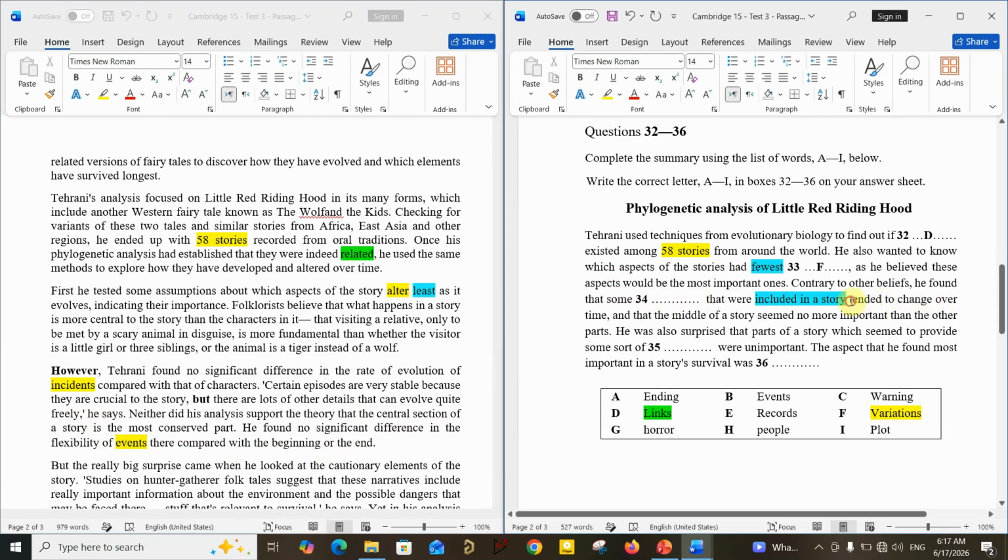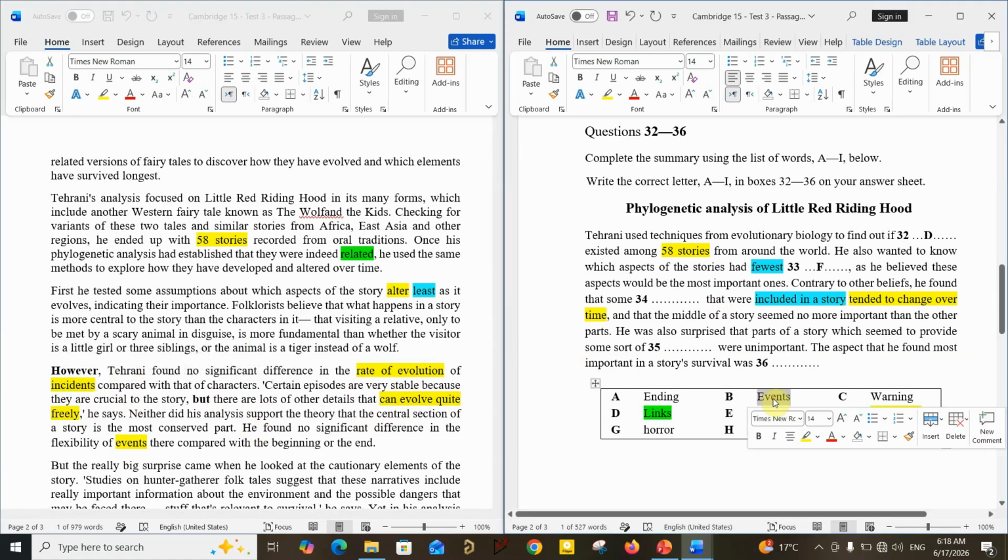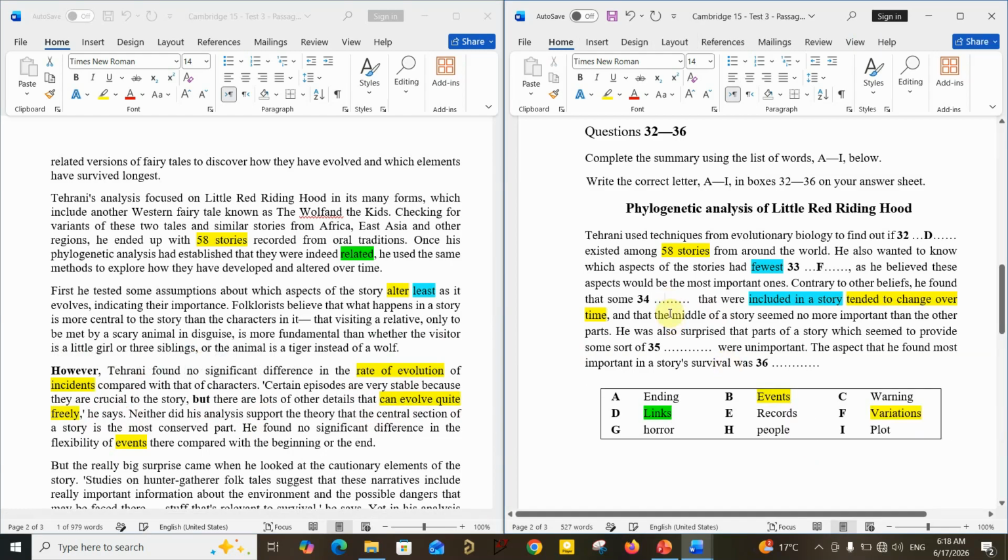Tended to change over time means the rate of it somehow corresponds to this one, rate of evolution, or can evolve, details that can evolve quite freely. You could say that this is the synonym again for changing over time. So what is that included in a story? Incidents. Incidents means events. So here you had to write B in your answer sheet for this one as well.